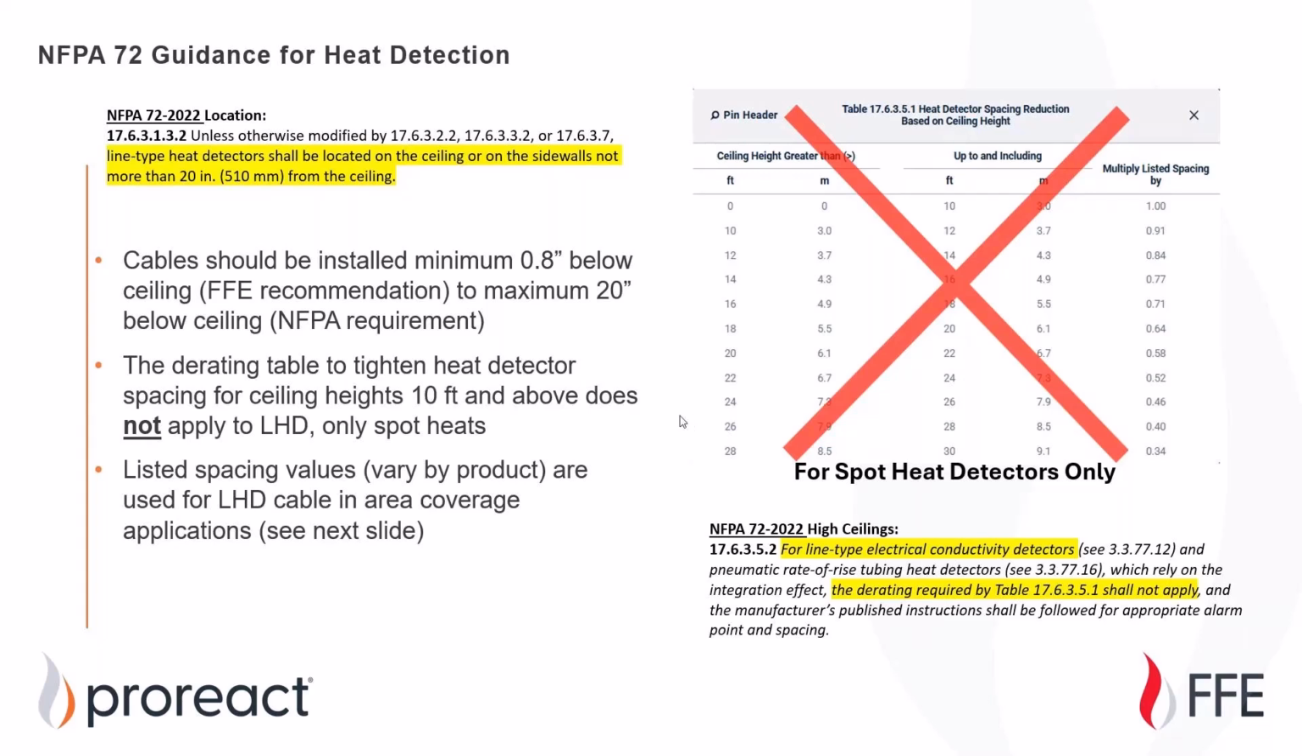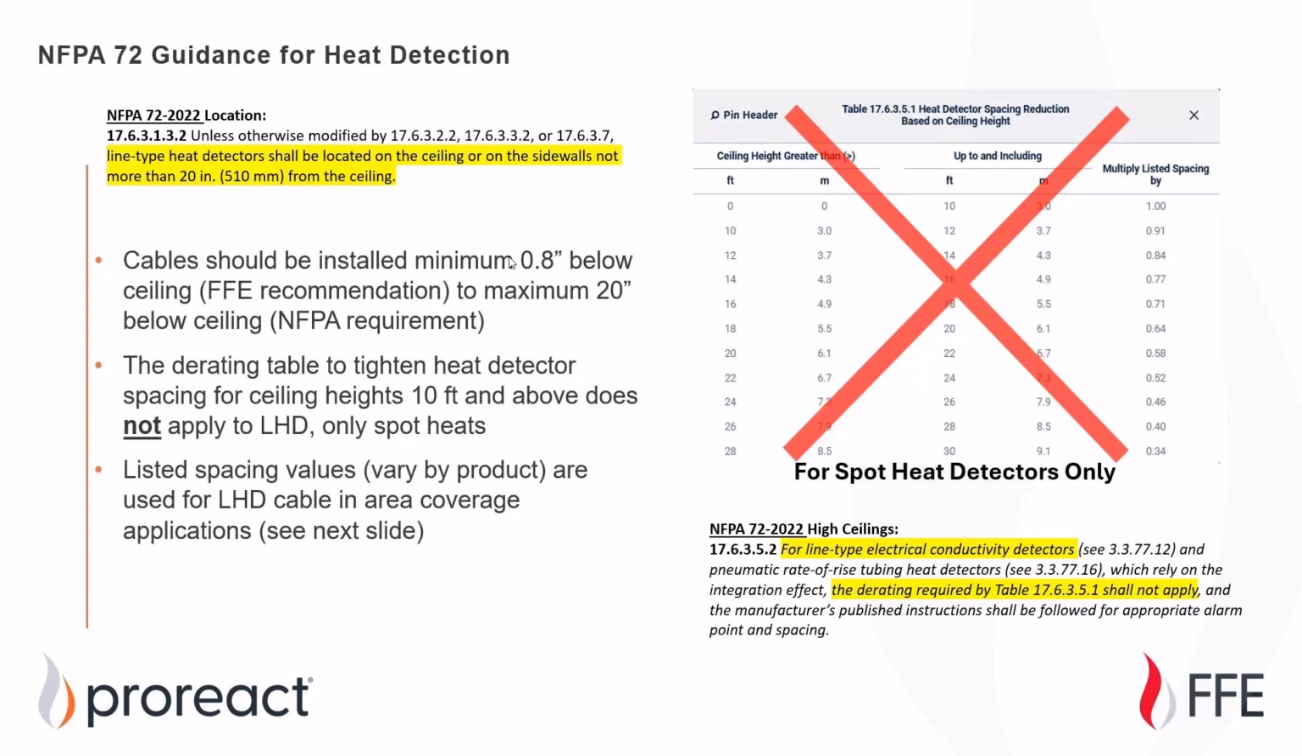So, NFPA 72 guidance for heat detection. Location of the devices is on the ceiling or on sidewalls, not more than 20 inches from the ceiling. So mounting height is pretty simple when it comes to linear heat detection: no more than 20 inches below the ceiling, per NFPA. As far as how close to the ceiling you can get, our manufacturer recommendation is at least about 3/4 of an inch below the ceiling. That gives you about 19 inches of mounting height to play with there.